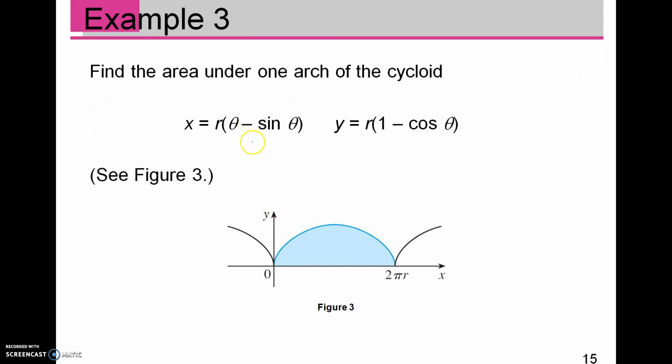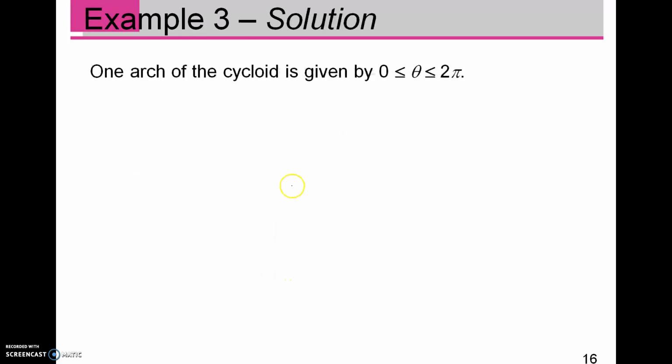Here's an example: finding the area under one arc of the cycloid. The cycloid is x equals r times theta minus sine theta, y equals r times 1 minus cosine theta. So here we go, we're just finding the area here, from 0 to 2 pi.